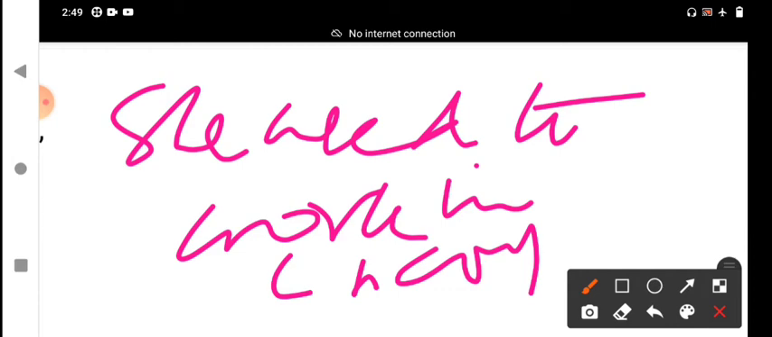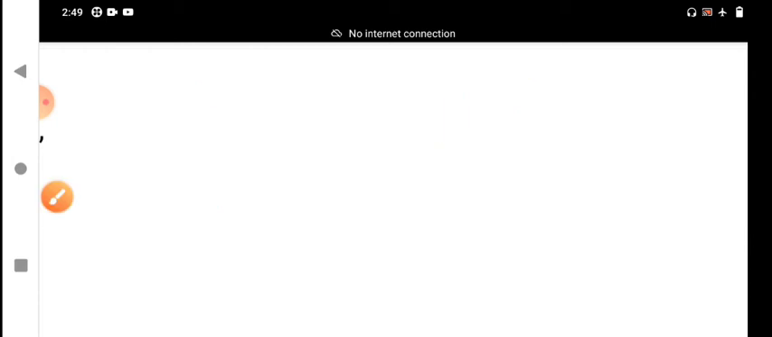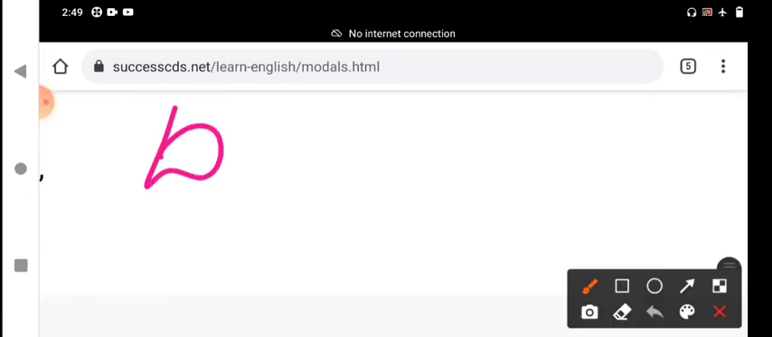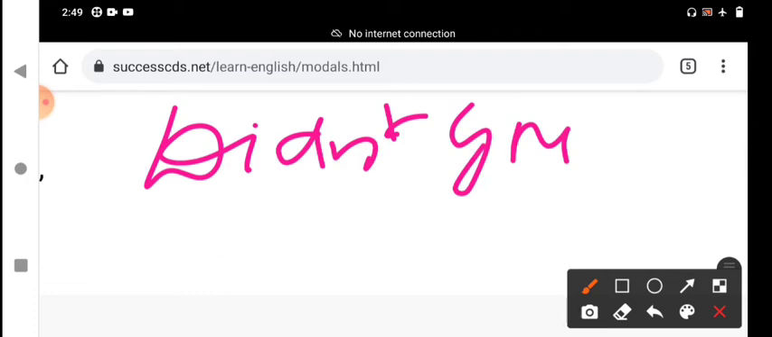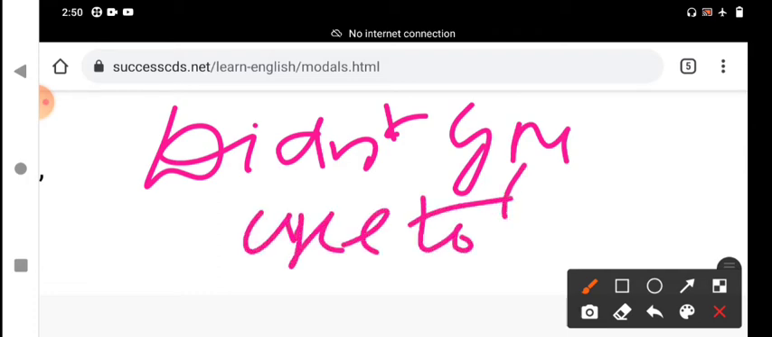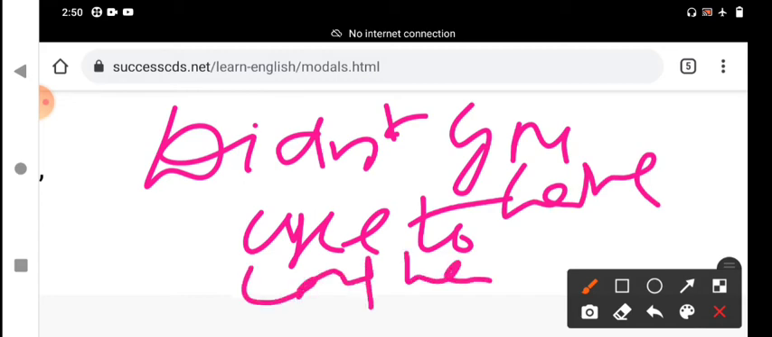As a negative interrogative sentence, we take, my dear students: Didn't you use to have long hair? It is an interrogative sentence. For negative and interrogative sentences, we must use the helping verb "did", my dear students.